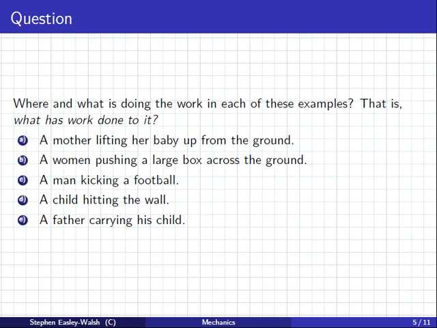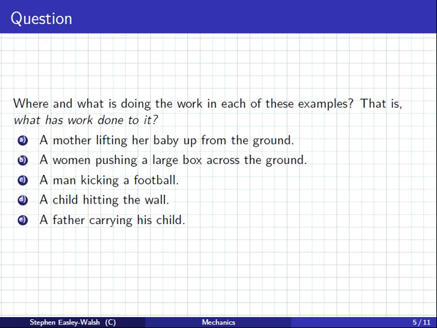A woman pushing a large box across the ground, the force? Yeah, well, like her hand, the pushing, yeah. And the distance, the x, the distance across the ground, yeah. Now, again, a little harder. A man kicking a football, so the force is provided by his foot. But what's the distance? It'd be the distance the ball moves while he's in contact with it, while his foot is touching it. It's not the distance the ball moves overall, just the distance it moves while his foot is touching it.